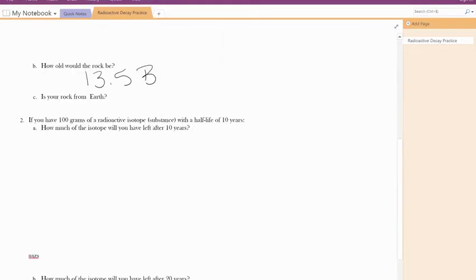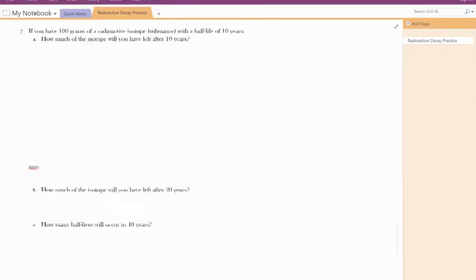Okay, so if we continue, we've got one more question. This next question is saying, if you have 100 grams of a radioactive isotope or substance with a half-life of 10 years, how much of the isotope will you have left after 10 years? So we're going to make a data table just like we did before.